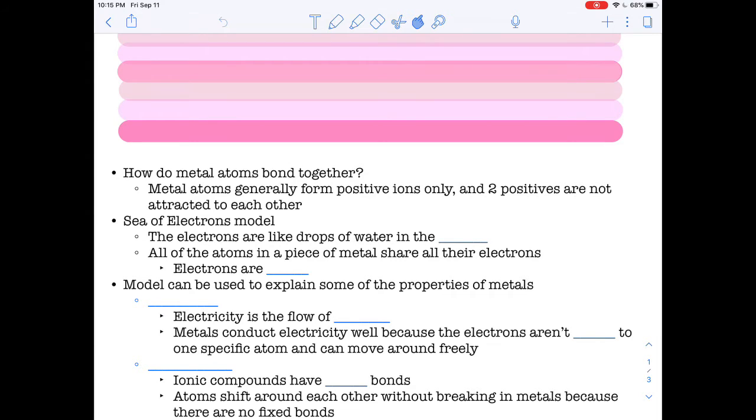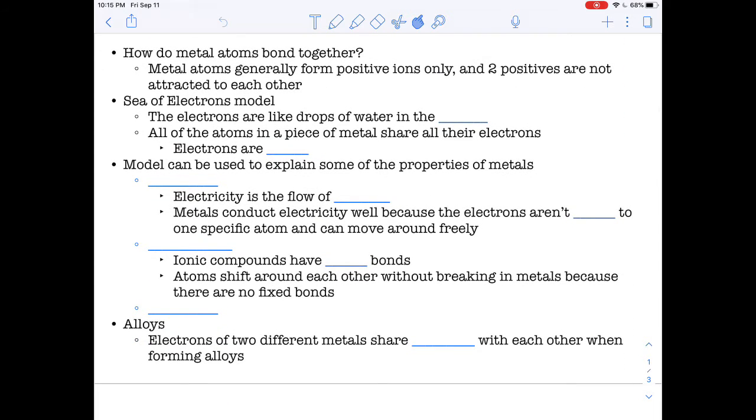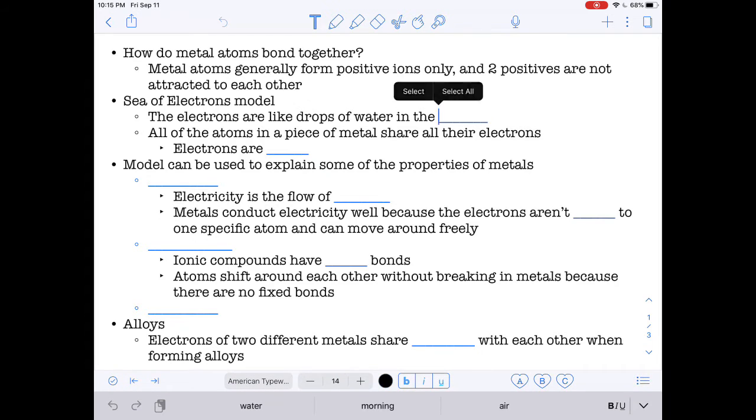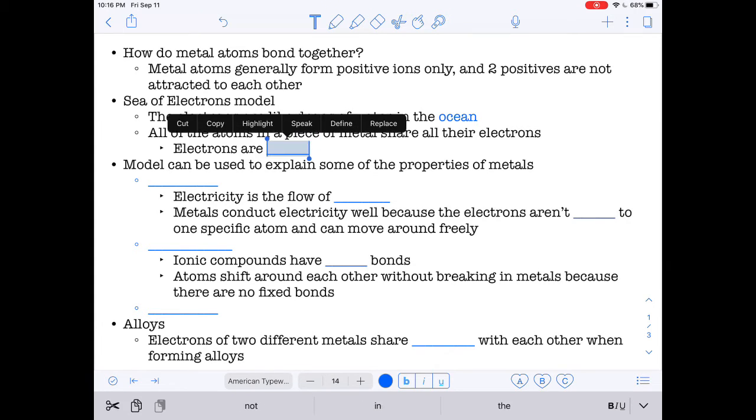Well, we can explain this using the sea of electrons model. The electrons are like drops of water in the ocean. So all the atoms in a piece of metal share all their electrons. The electrons are communal.